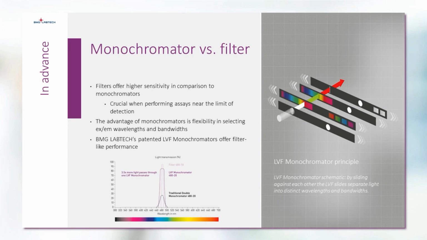For this purpose, BMG Labtech developed the patented LVF monochromators that offer the full flexibility of a monochromator combined with filter-like performance, a feature you don't see with conventional monochromators. As you can see in the figure below, 3.5 times more light passes through the LVF in comparison to conventional monochromators, and they are at a near filter-like performance.